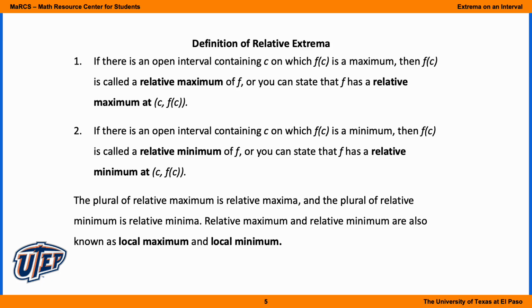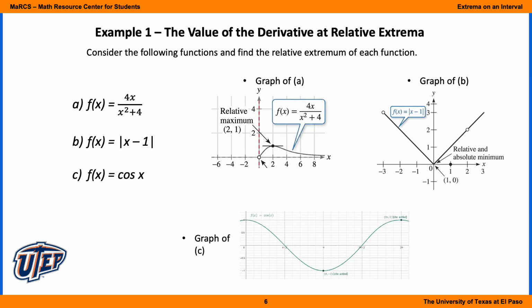The plural of relative maximum is relative maxima, and the plural of relative minimum is relative minima. Relative maximum and relative minimum are also known as the local maximum and local minimum. Here we have some examples of finding the relative extrema graphically.